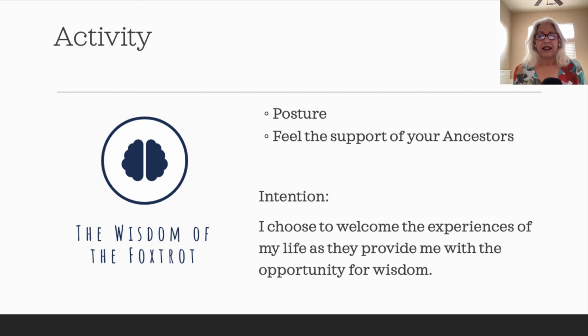And then I like to think about intentions, right? Not an affirmation, because sometimes you're saying things that are not quite in alignment yet or not congruent yet, all right? So with an intention, you're choosing. These are some of the things I've learned from my mentors over the years. An intention says, I'm choosing to be in this frame of mind. So in this one, for wisdom, I'm choosing to welcome the experiences of my life as they provide me with the opportunity for wisdom.